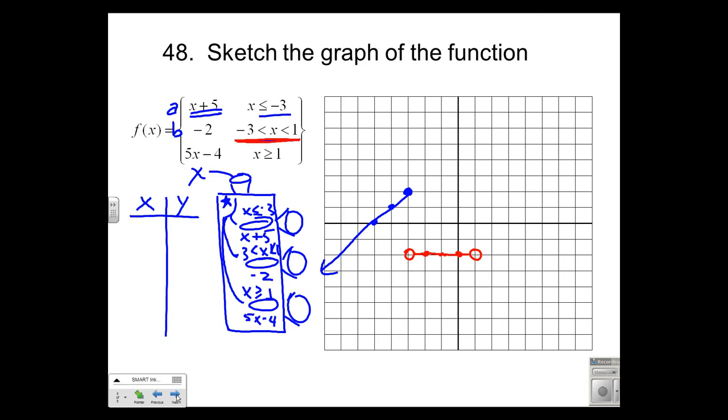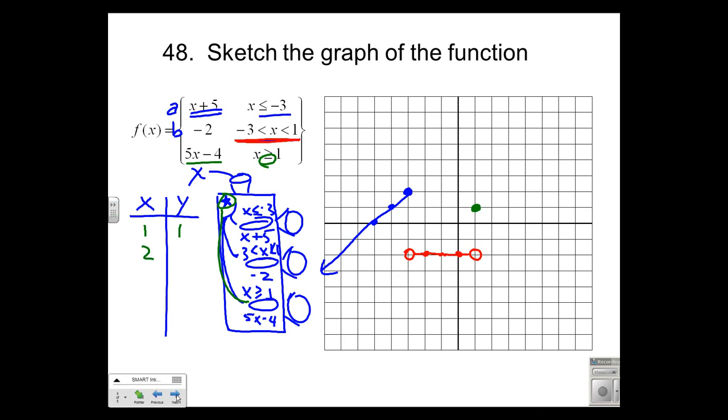Okay, and now let's go ahead and send numbers bigger than or equal to 1 there. When I send 1, my little sentry elf sends those guys down here, and I get 5 times 1 minus 4, 5 minus 4, 1. 1, 1, solid dot because we can be equal to 1 there.